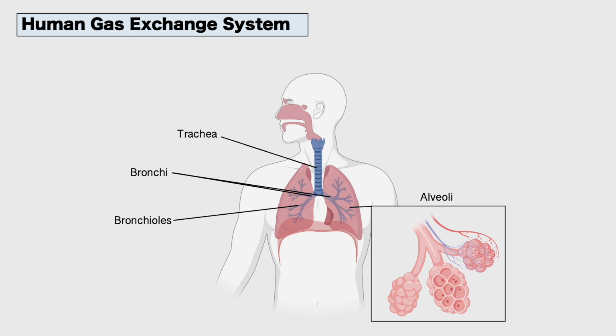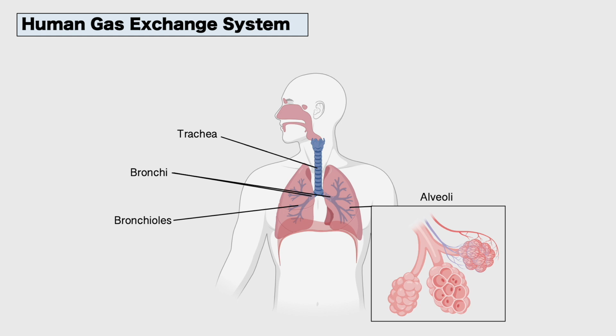The bronchioles are a series of branching subdivisions of the bronchi. Their walls are made of muscle lined with epithelial cells. This muscle allows them to constrict so that they can control the flow of air in and out of the alveoli. The alveoli are minute air sacs at the end of the bronchioles. They're lined with epithelial cells.